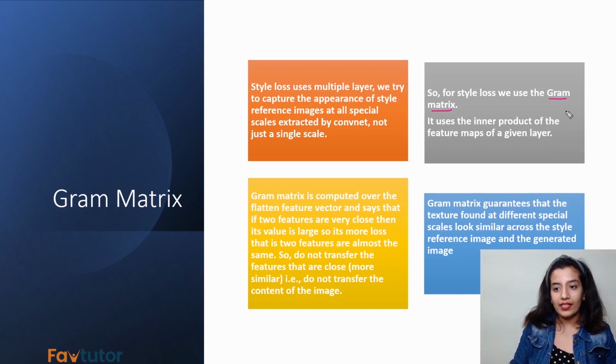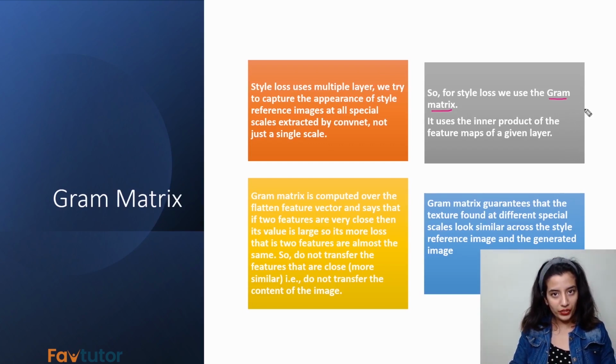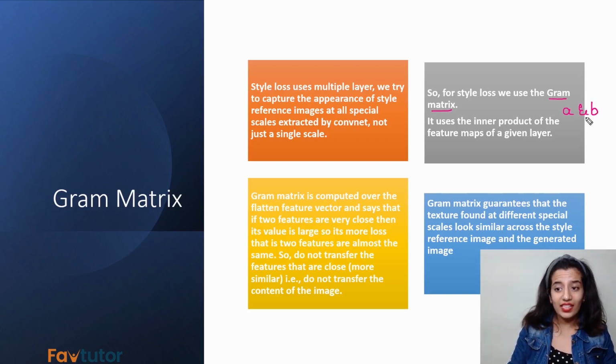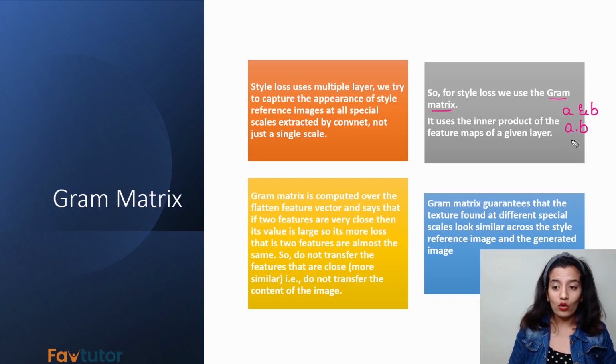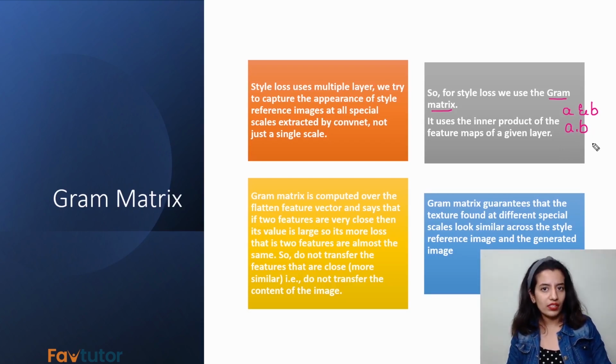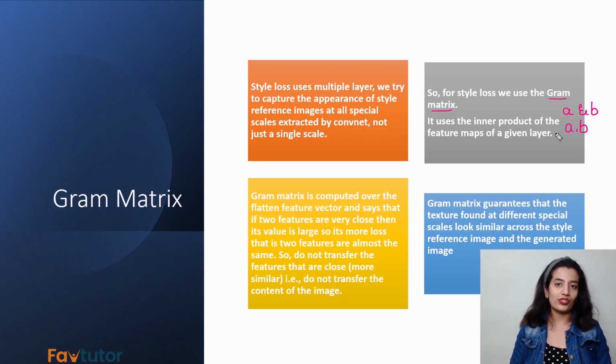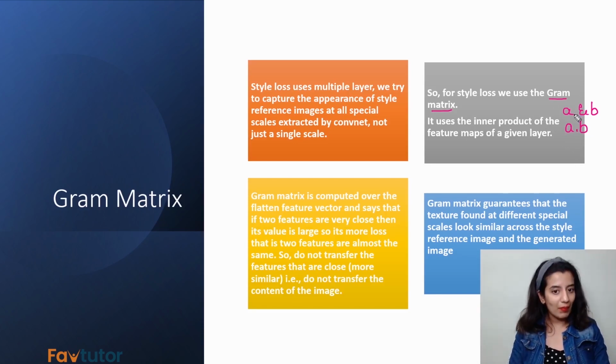So here, let's say I have two features. Let's say feature A and feature B. These are the pixels. These two features will be taken as a dot product in the gram matrix, and it will see whether the two features are similar or not similar, which can be given by the dot product using the gram matrix.